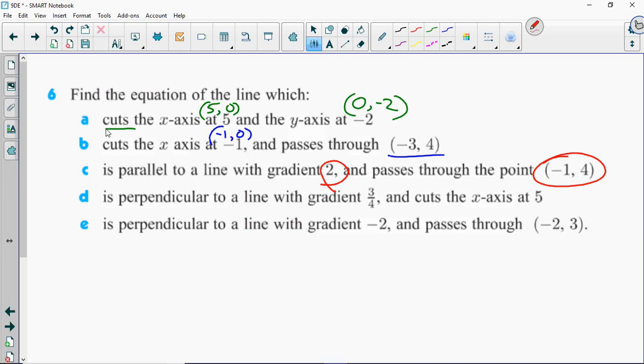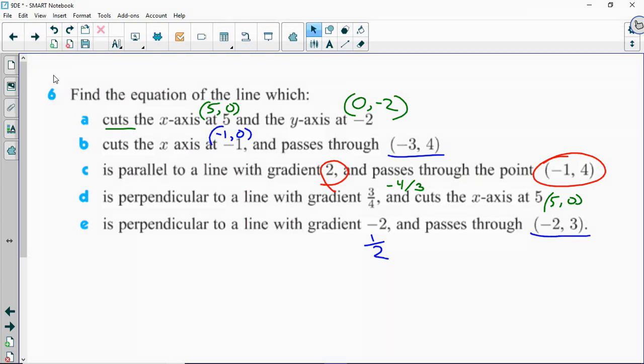We're good to go. Letter D, it's perpendicular to a line with a gradient of 3/4. That means our gradient is going to be -4/3. Cutting the x-axis at 5 means it goes through the point 5, 0. So we've got a point, and then we've got the slope. If it's perpendicular to a line with a gradient of -2, that means the gradient we want is going to be +1/2. And again, we have a point. So it's really important that we be able to translate between words and the equation of a line. More on that in just a minute.